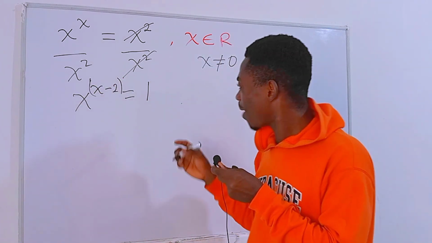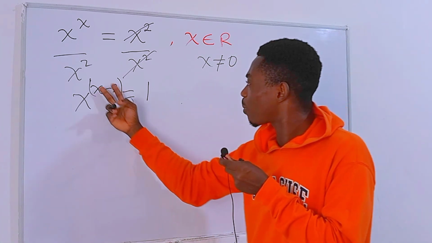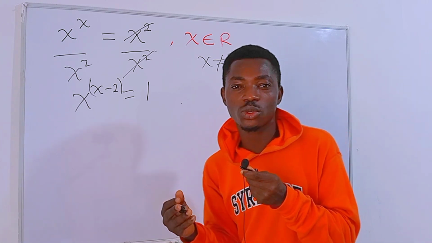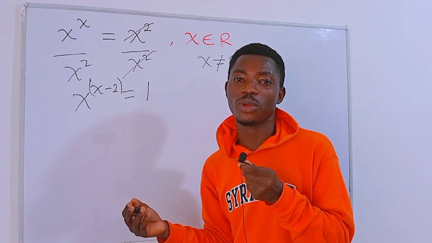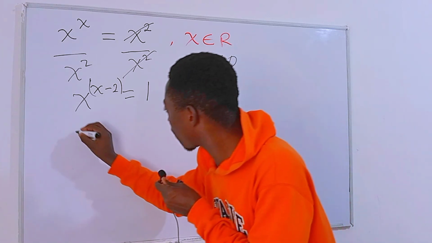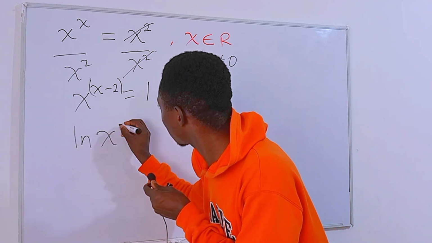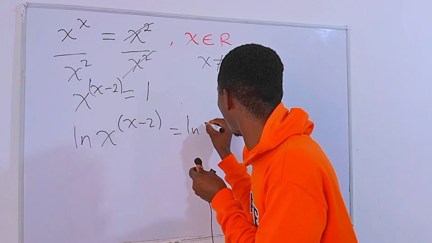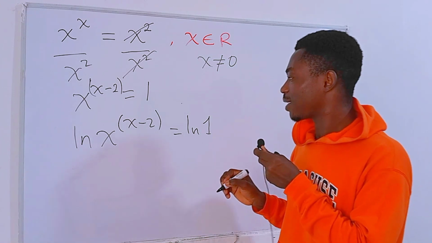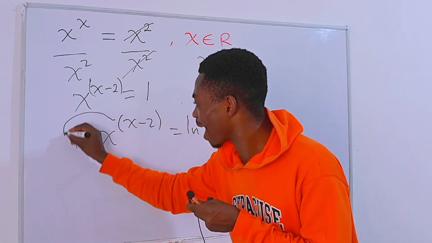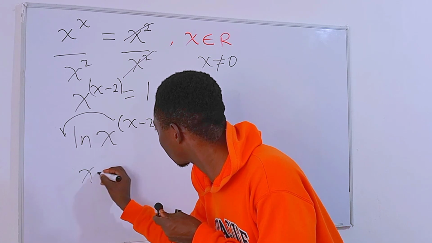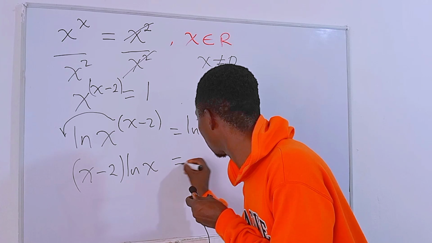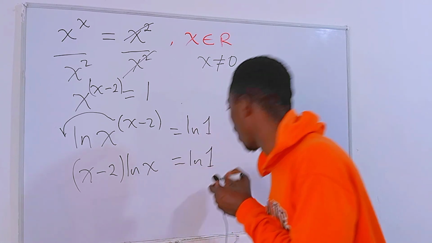Cool, huh? Now, let's go ahead and drop these powers down. And how can we do that? We can do that by introducing natural log on each side of the equation, that is ln. So we will have ln of x to the power x minus 2 is equal to ln of 1. And now we can drop it just like that. So we will have x minus 2 times ln of x is equal to ln of 1.